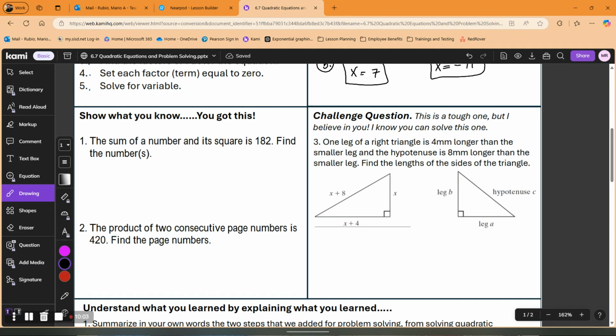Now, number 3 is a very challenging problem. It's similar to the one I showed you together, but you have to remember the Pythagorean theorem. And that's the one that says a squared plus b squared equals c squared, where this is c and the leg is a and this is b. Okay, you'll need to use that to figure out what it's asking you to find here. Okay, please let me know if you'll have any questions once you're done with the practice problems.